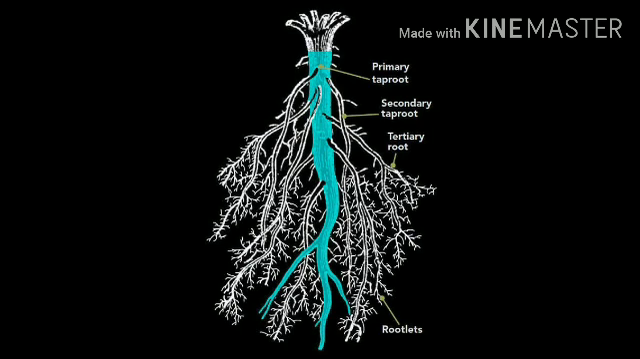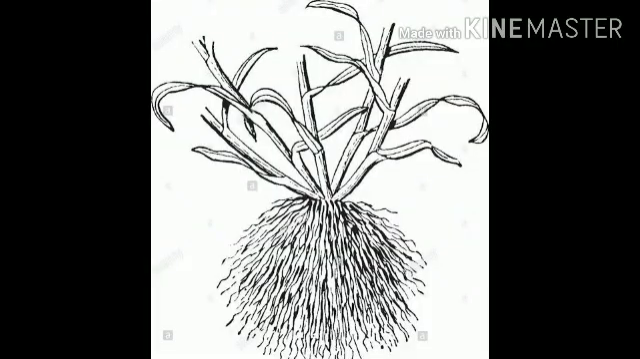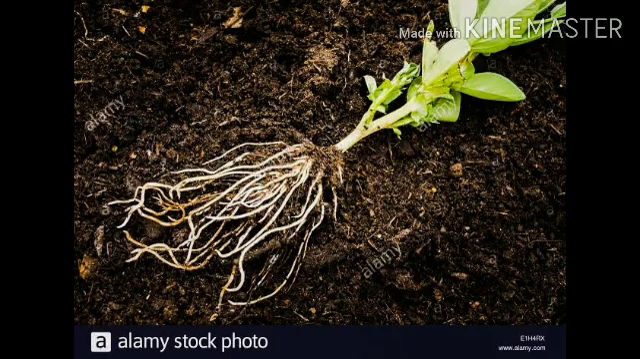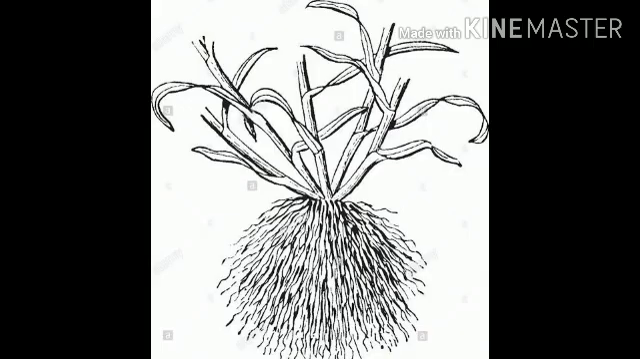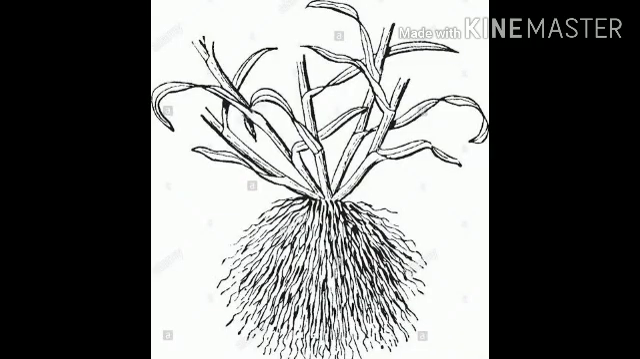The second type of root is fibrous root. It is commonly found in monocot plants. In this type of root, the radicle grows into a main branch known as primary fibrous root, but immediately it is degenerated and it is replaced by many lateral branches which directly originate from the base of the stem.